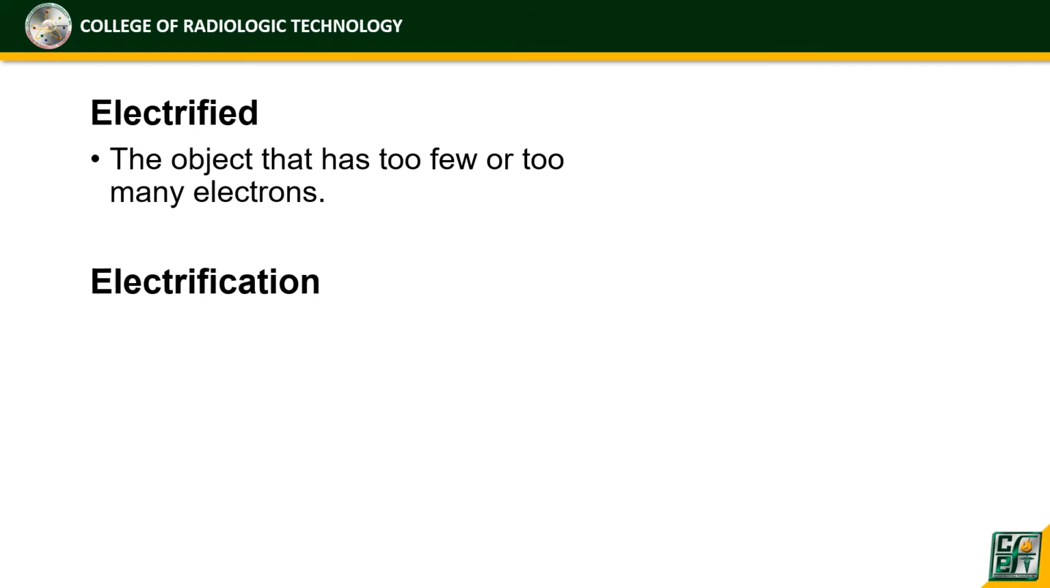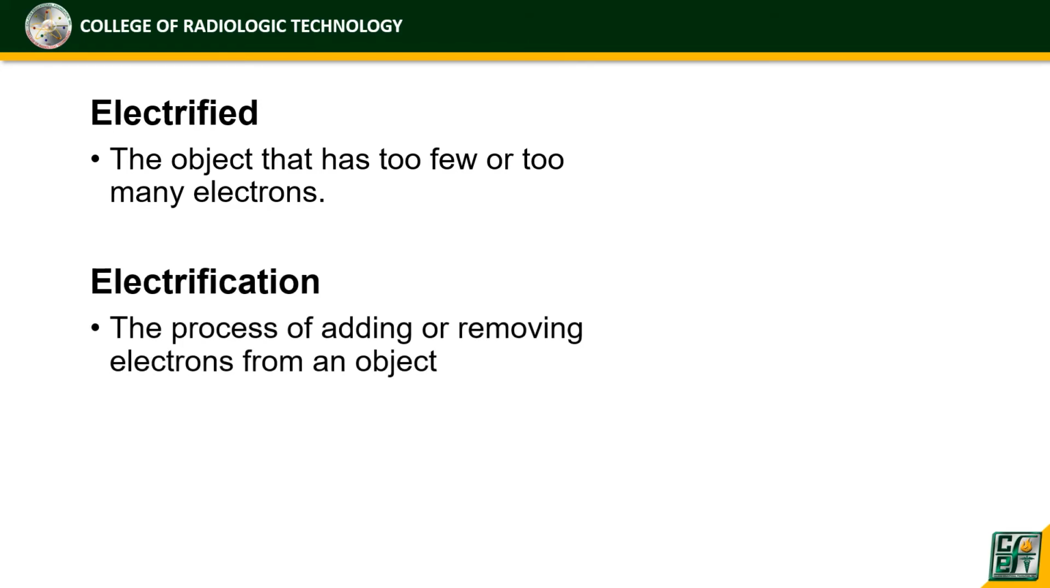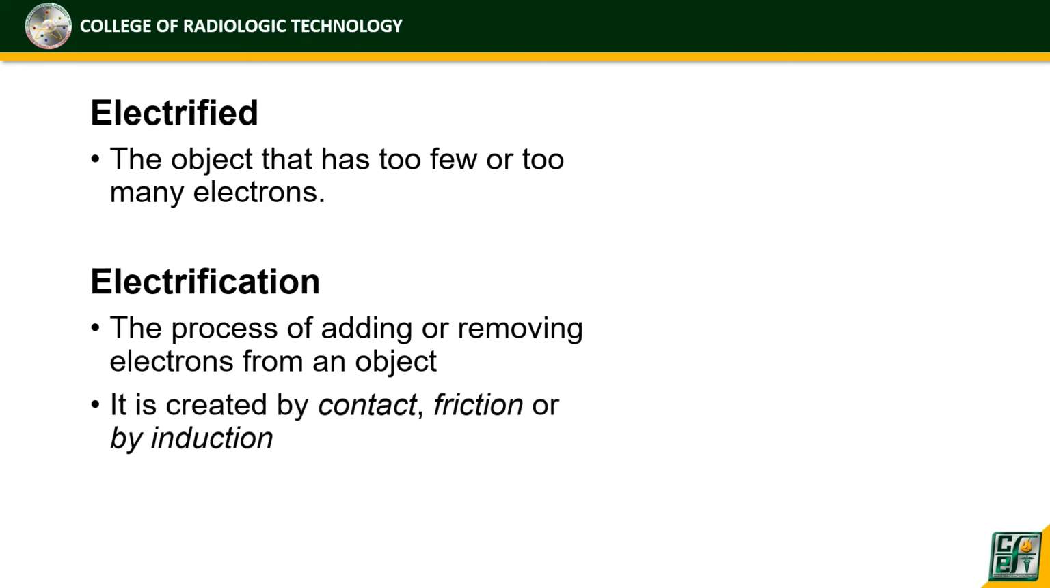And of course, electrification is the process of adding or removing electrons from an object or an electrified object. So it is created in three ways: by contact, by friction, or by induction.